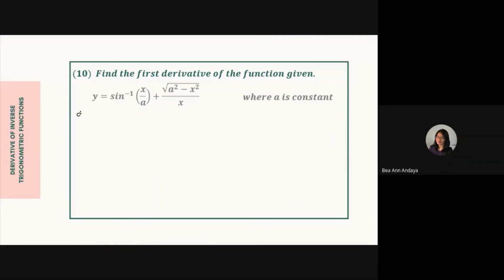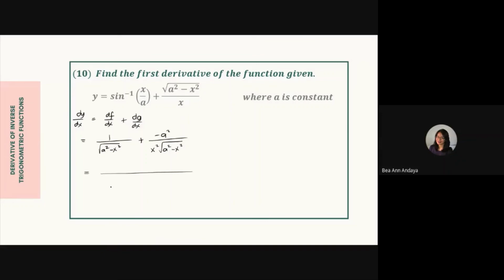For the derivative of y with respect to x, you just have to combine the df with respect to x and the derivative of g with respect to x. Or this is simply written as 1 all over the square root of a squared minus x squared, and this one is given as plus negative a squared divided by x squared times the square root of a squared minus x squared. Pwede mong i-combine yung terms natin dyan para mas masimplify pa natin yung expression.